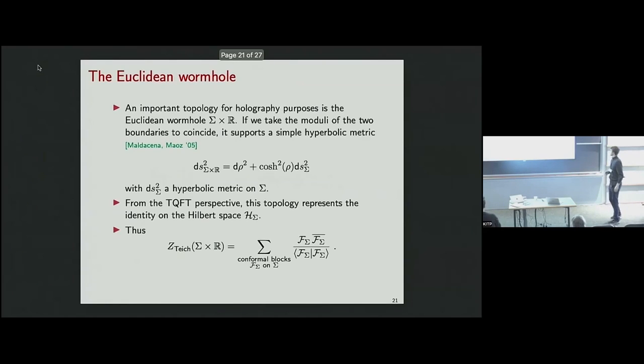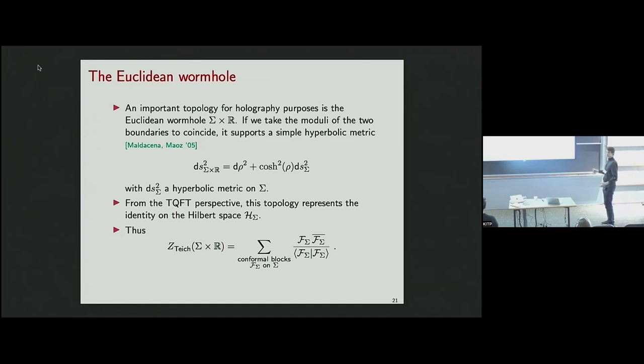So now let me get into some concrete application. The first application I should discuss is the Euclidean wormhole. This is sort of the simplest topology in this framework. The Euclidean wormhole is just the 3D manifold of this topology. And here we want sigma to be some, say, genus 2 Riemann surface.